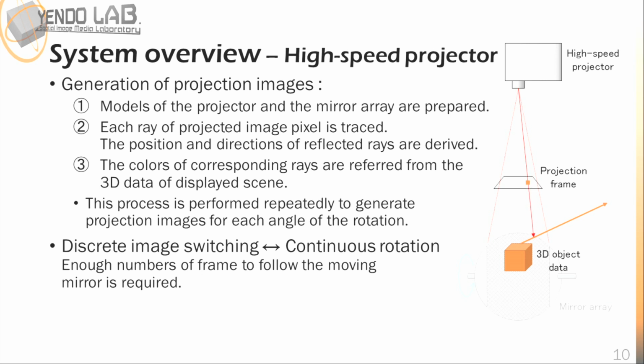This process is repeatedly performed to generate a projection image for each angle of the mirror array rotation. The rotation is continuous. On the other hand, the frame change is discrete. Enough frames to follow the moving mirror are required.